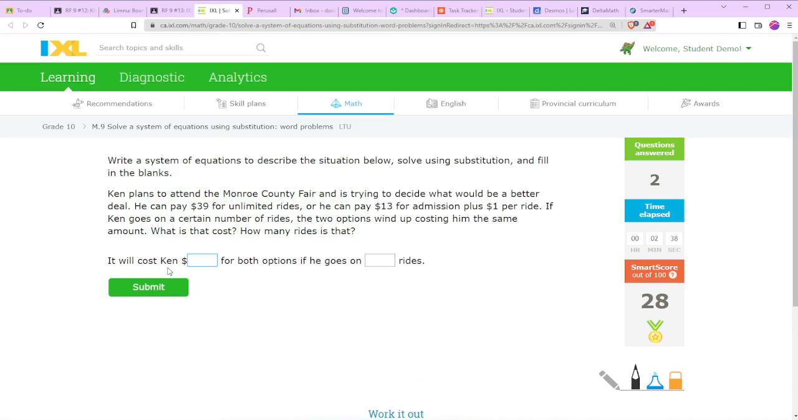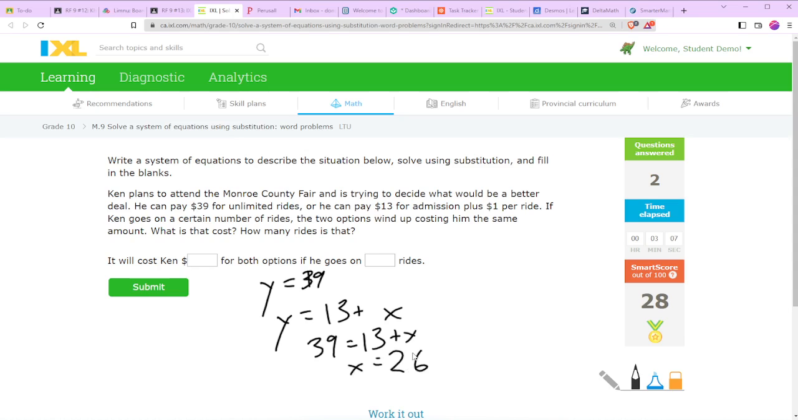Now, Ken plans to attend the Monroe County Fair and is trying to decide what would be a better deal. He could pay $39 for unlimited rides, or he could pay $13 admission plus $1 per ride. And when are these two prices the same? Well, that's when 39 is 13 plus x. So x is 26. So we know it's 39 because one of them is $39 no matter what. And we need 26 rides to make them equal.